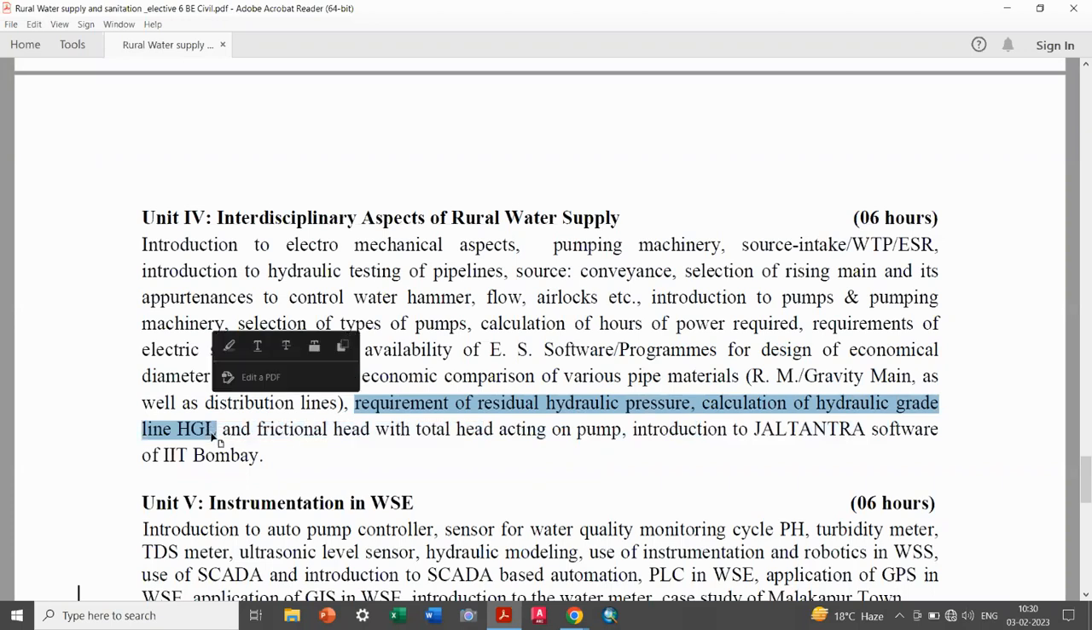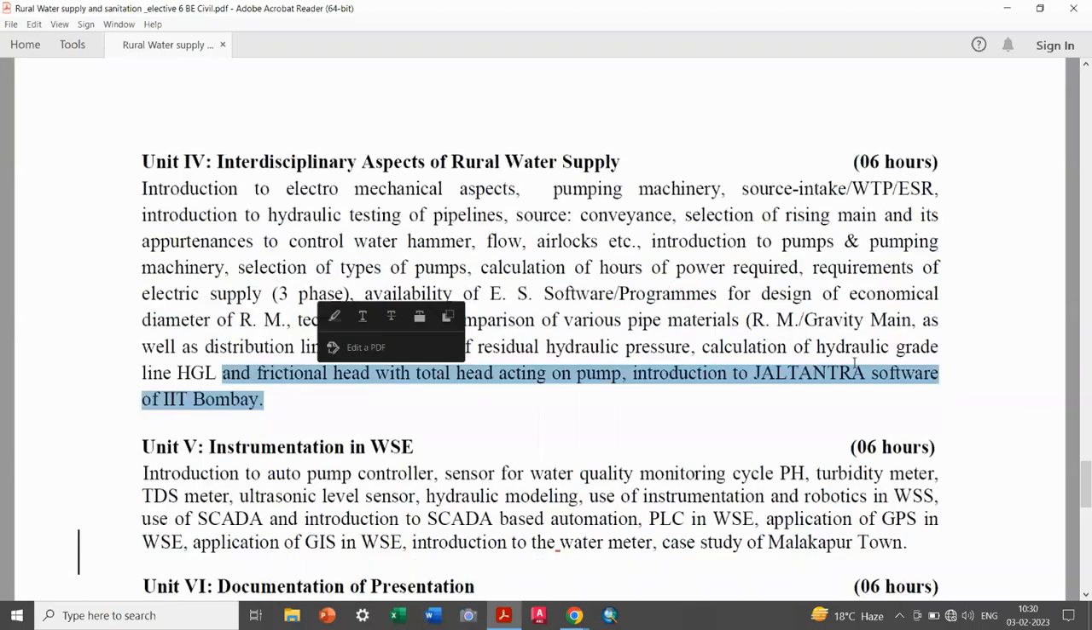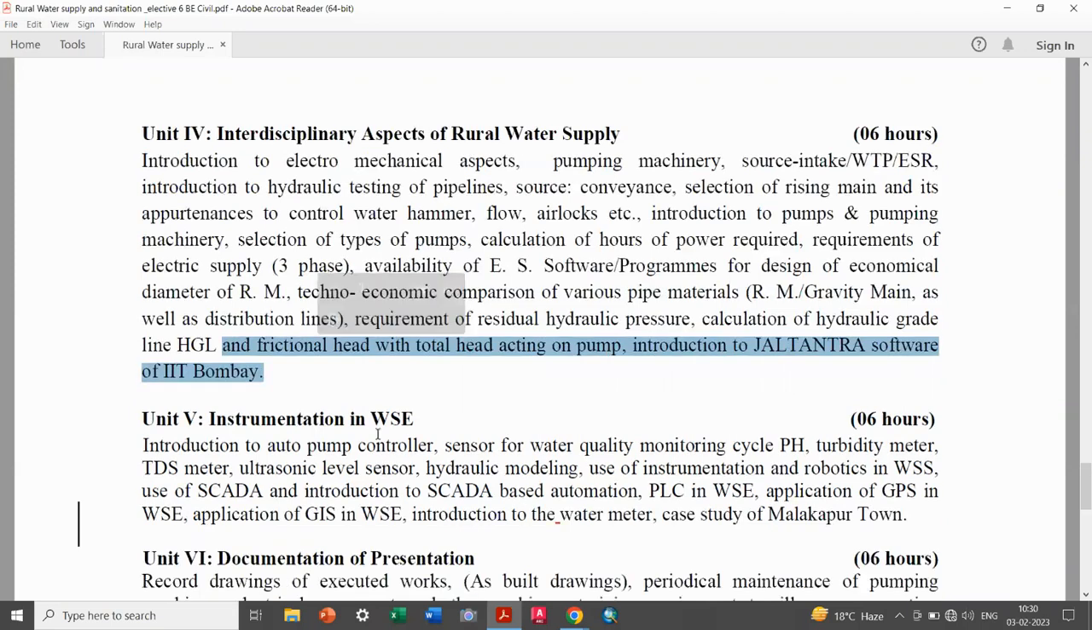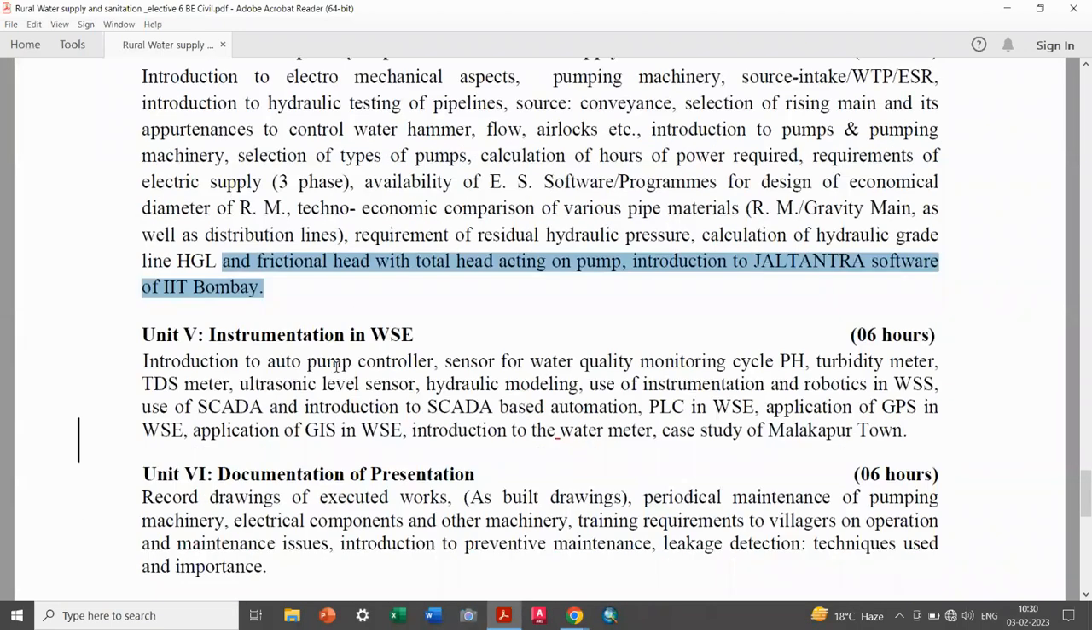So, requirement of residual hydraulic pressure, calculation of hydraulic grade line. You can see the hydraulic grade line, total energy line, the concepts of frictional head from the flow through pipes in fluid mechanics, with total head acting on the pump. Introduction to Jalatantra software from IIT Bombay. IIT Bombay has developed this software, which will be used for our rural water supply.